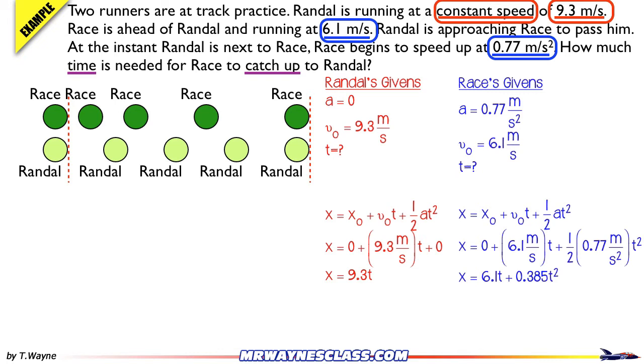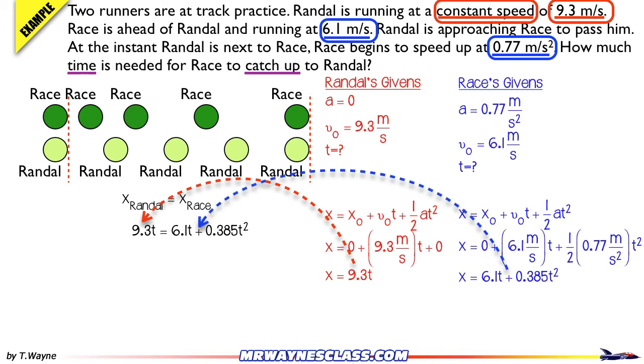The next step is the trick that I had the foresight to know about. They're traveling the same distance, so the distance Randal travels equals the distance Race travels. That means the equation that's equal to Randal's distance is equal to the equation that's equal to Race's distance. So it looks like this: 9.3t goes here, and then Race's equation of 6.1t plus 0.385t squared goes there. Now it's a quadratic equation.